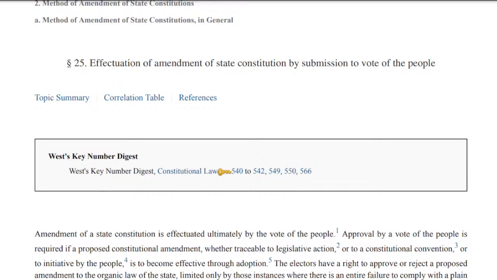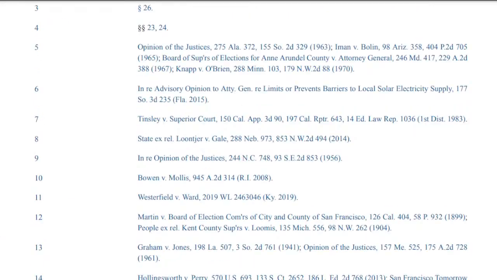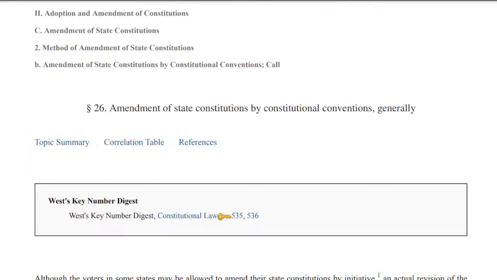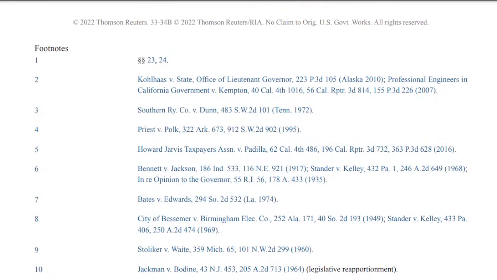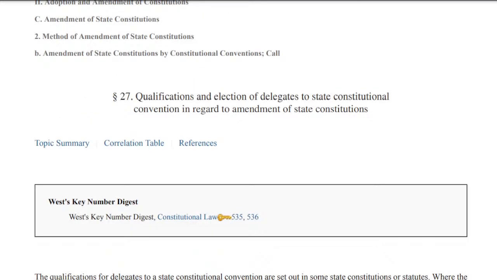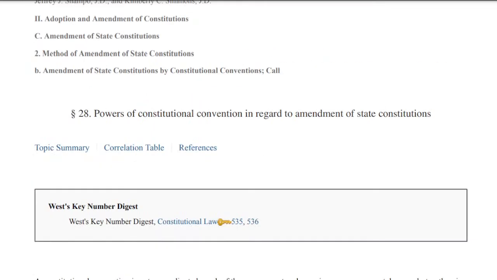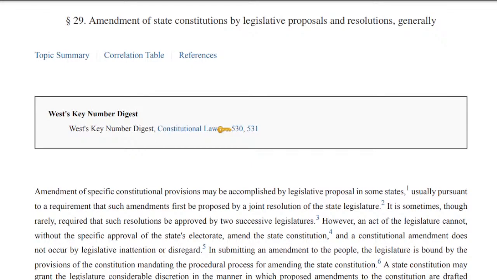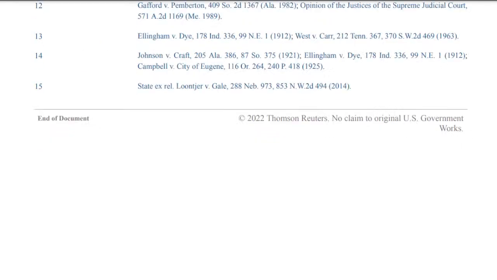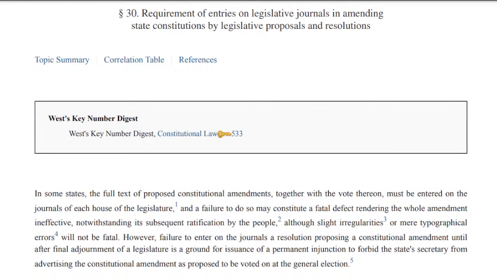Effectuation of amendment of state constitution by submission to vote of the people. And then we get to the amendment of state constitutions by constitutional conventions. I think that should be getting towards the end of it there. The qualifications for elections to the convention, and the powers of constitutional convention. So as you can see here, the amendments go on and on about the lawmaking process, because that is a major part of the Constitution, establishing our government as well as protecting our rights.